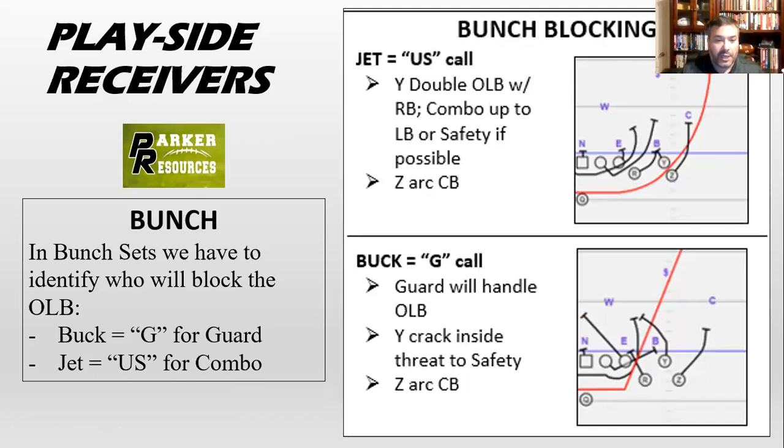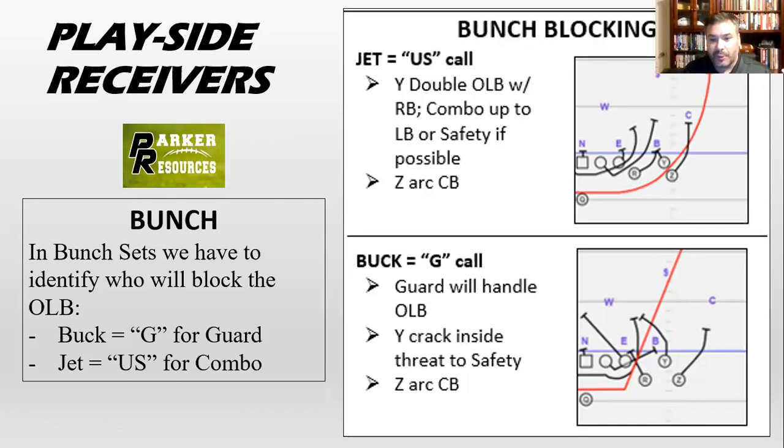I thought our bunch blocking was really good. And as you guys seen from the clips, we got in bunch a decent amount. And so it was important to have some calls that we knew how to handle the bunch blocking. So for us, if we got buck sweep, we were going to make a G call. If we got jet sweep, we're going to make an us call. You say, what's the call? The call was who blocks the outside linebacker.